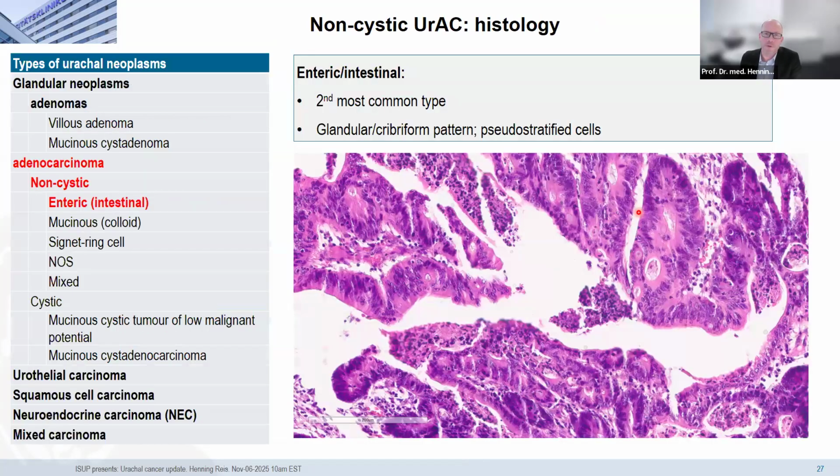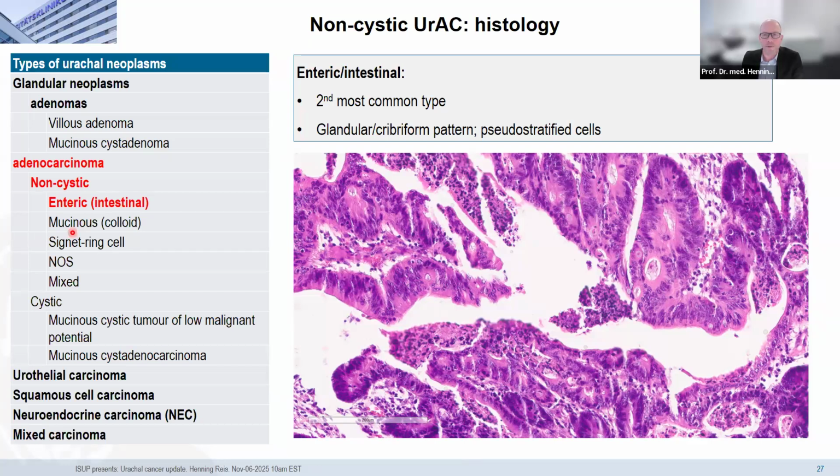Coming to the histology of non-cystic urachal adenocarcinoma. So this is the enteric type. We also have mucinous type and signet ring cell type. And this is very important to say, because the enteric, mucinous, and signet ring cell types can look very much alike other tumors from the GI tract or also metastasis from elsewhere. So histology alone is not sufficient to diagnose this cancer. We also need the clinical information and maybe imaging as well, maybe some molecular results. I will talk about this a little bit later. So the enteric type is the second most common histological subtype in urachal adenocarcinoma.